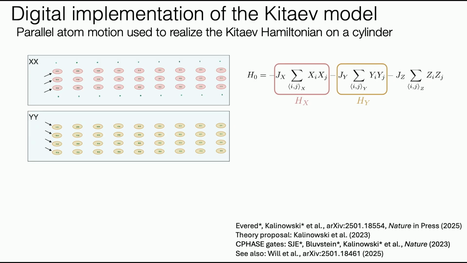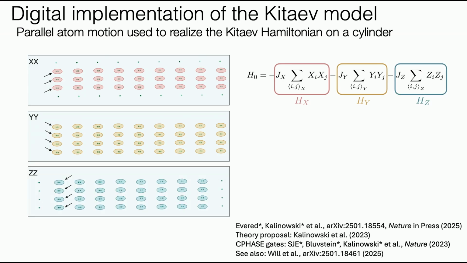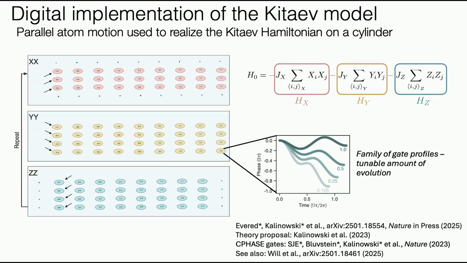And then to implement the next term, we move the atoms again to a second location along a different link and apply a YY interaction. And finally we can do this third link and apply a ZZ interaction. And by repeating this many times, we can have this Floquet implementation of this Kitaev honeycomb model.